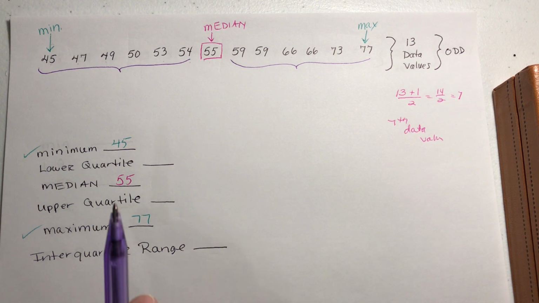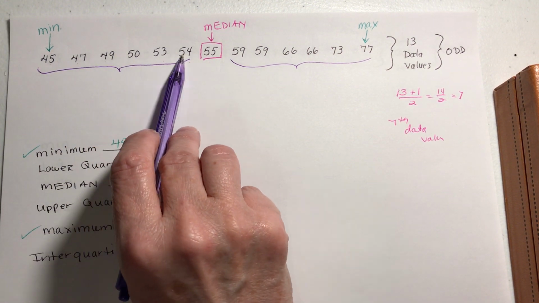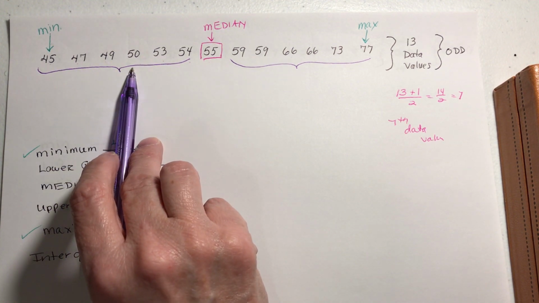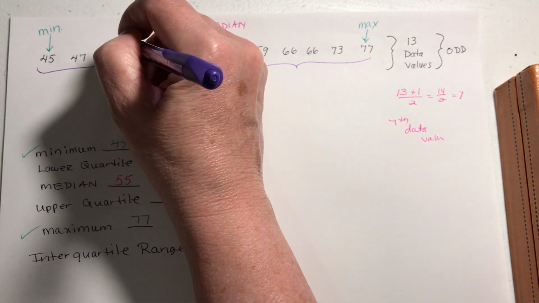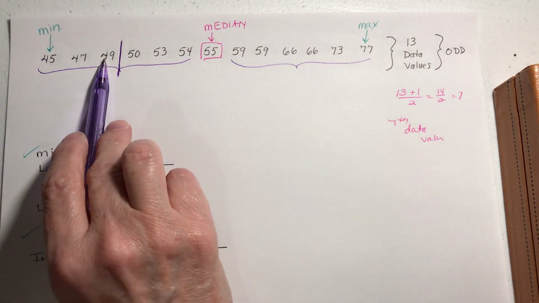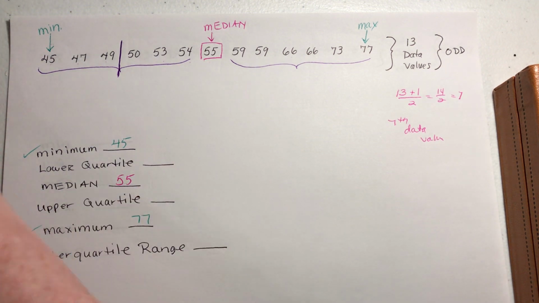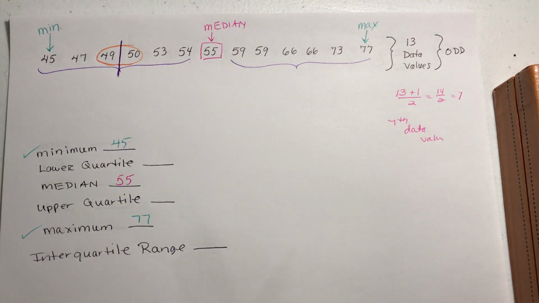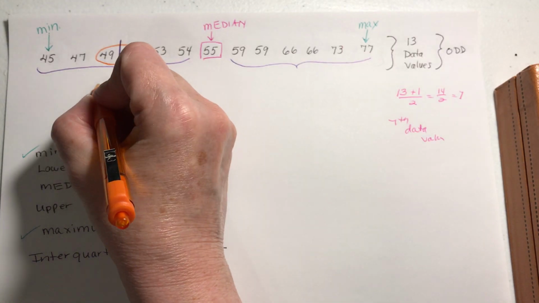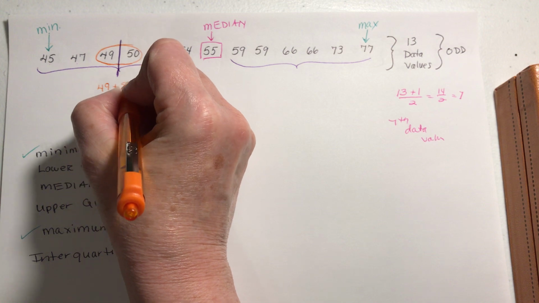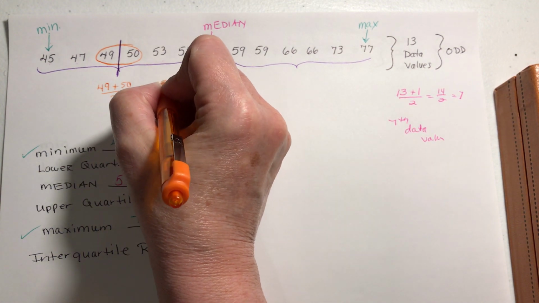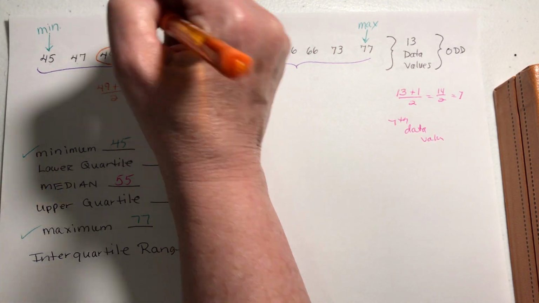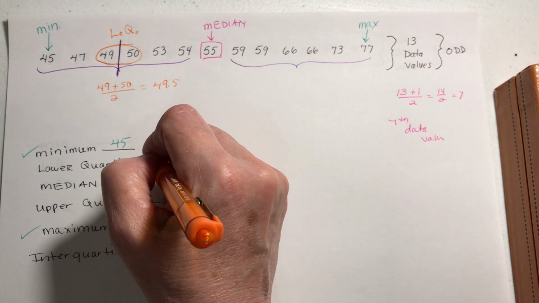So my lower quartile, I've got 1, 2, 3, 4, 5, 6. Since there's an even number here, there is no number in the middle. If I were to split them in half, I'd split them right here where I have 3 below and 3 above. So what you're going to have to do is take the average of the 2 that are in the middle. I'm going to average 49 plus 50, divide that in half, and I get 49.5. This is going to be my, I'll just abbreviate it LQ, my lower quartile.